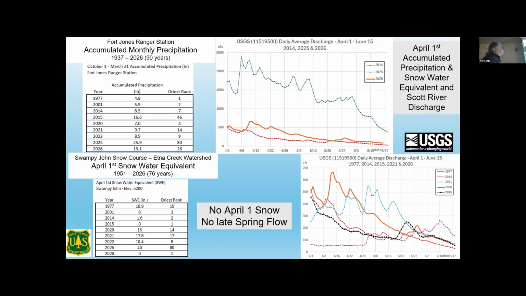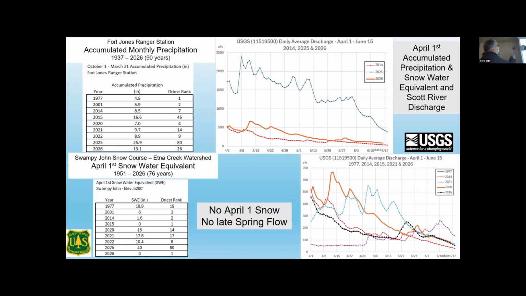The first one, this is the longest term data set we have, is at the Ranger Station in Fort Jones. The Forest Service has been collecting monthly accumulated precipitation since 1937, so over 90 years. And then another long-term data set, in addition to the USGS gauge, is the snowpack surveys that have been done now largely by the Forest Service. Swampy John snowpack survey that I chose here, it's a snow course in the Yreka Creek watershed. It's been measured since 1951, so 76 years.